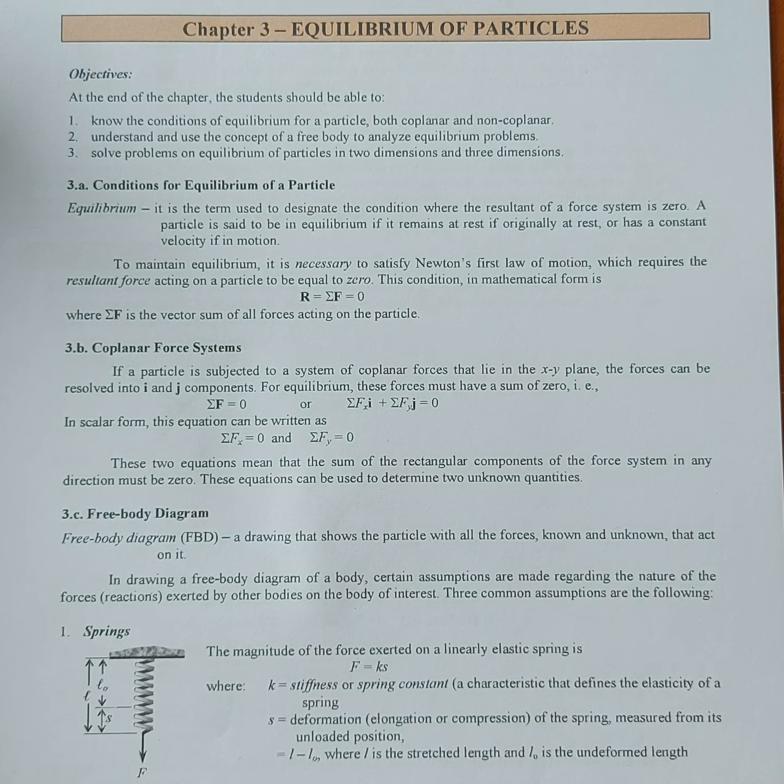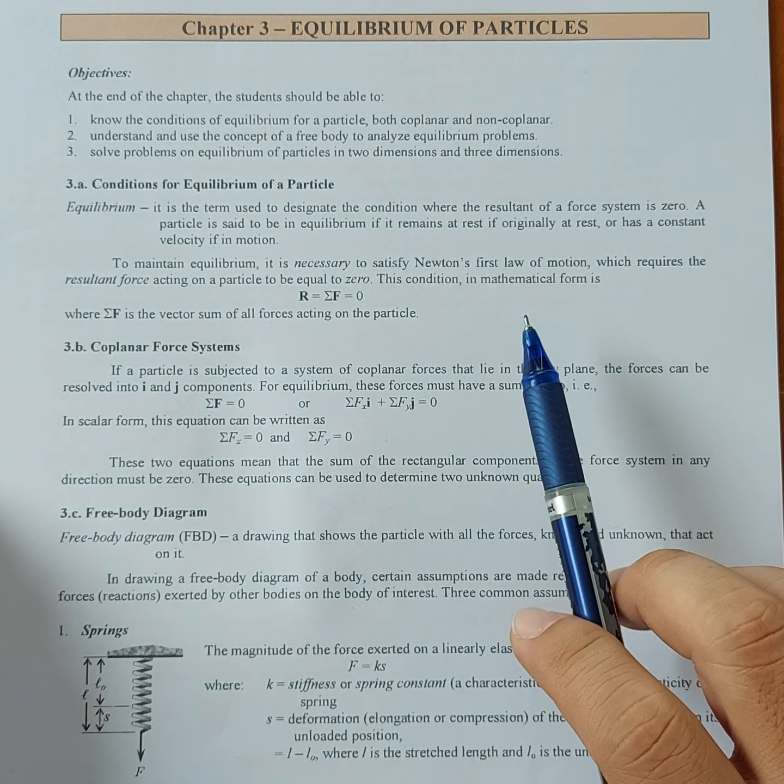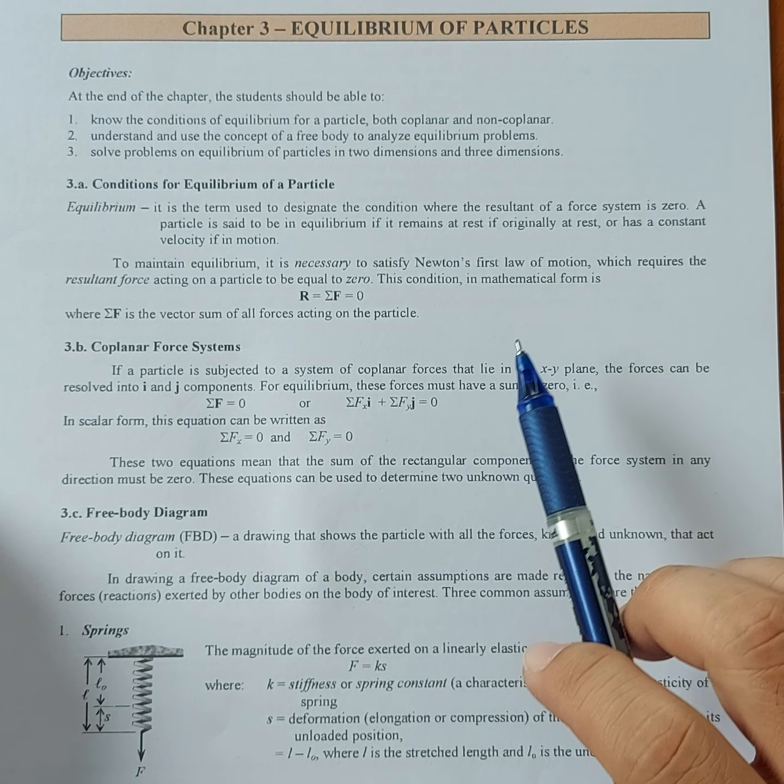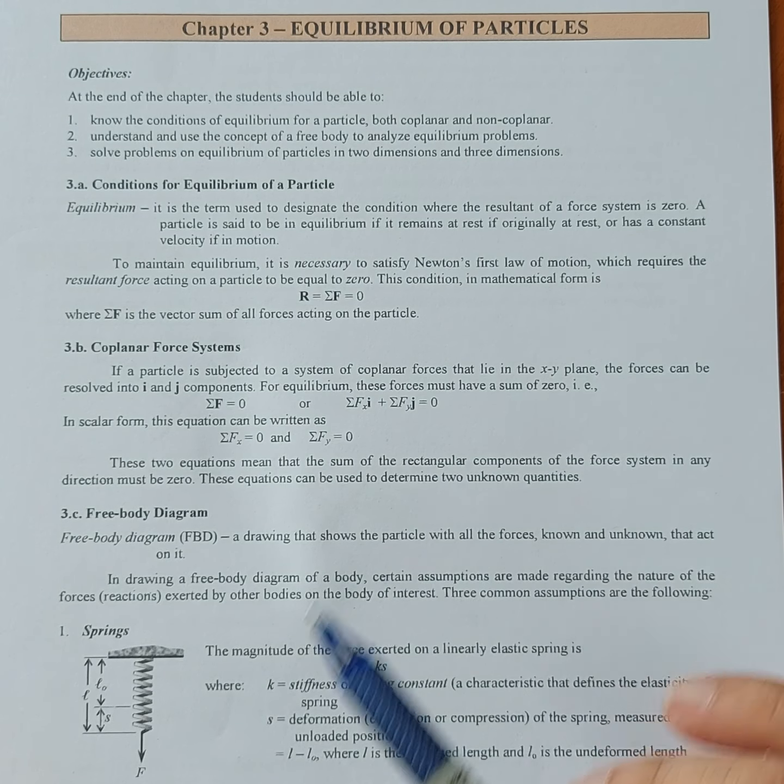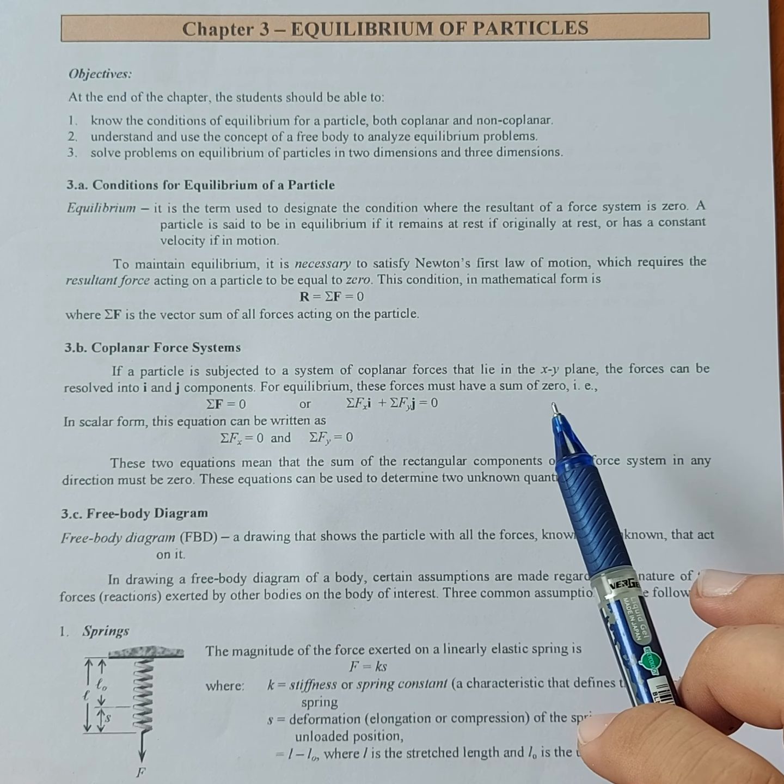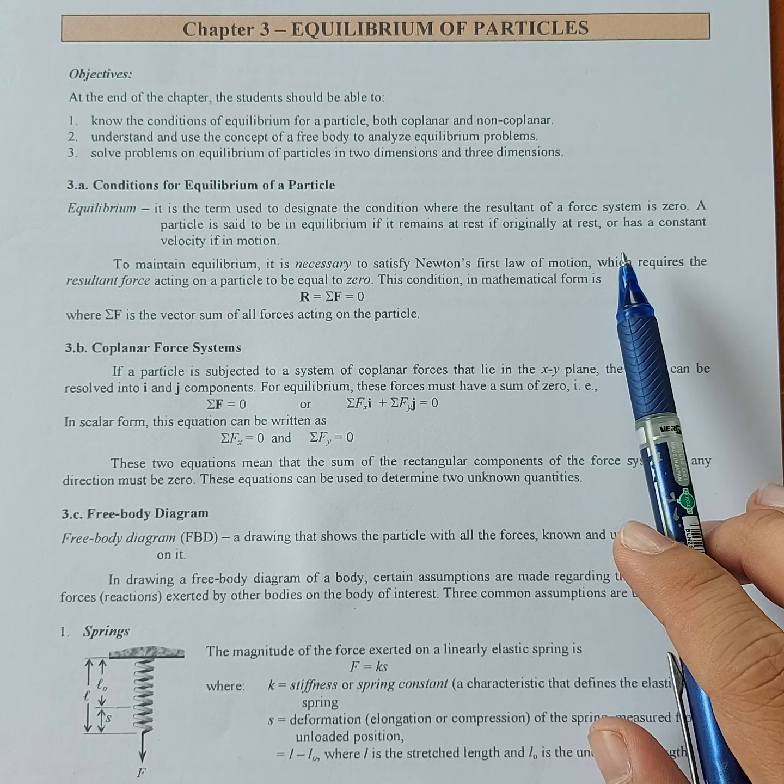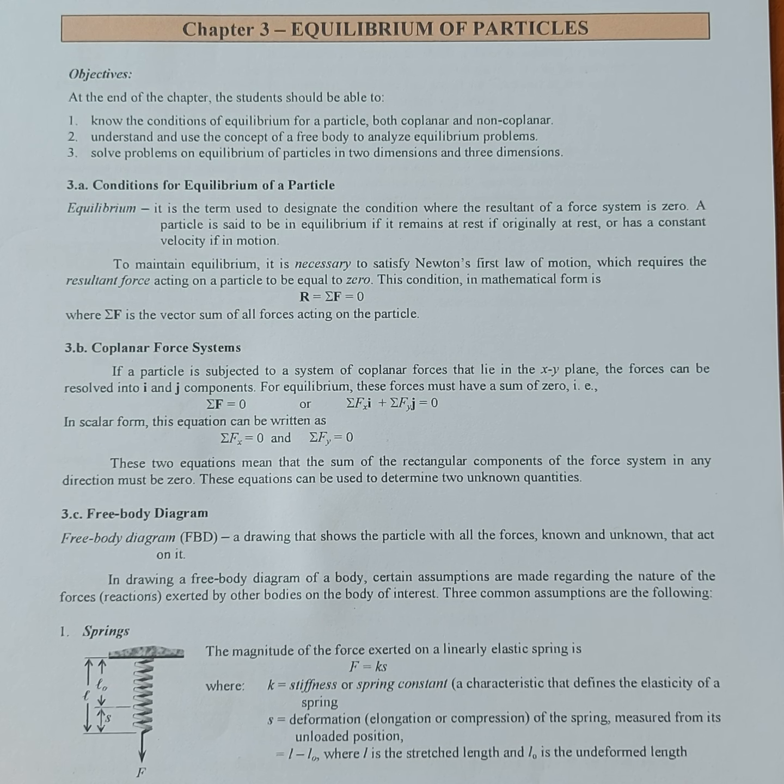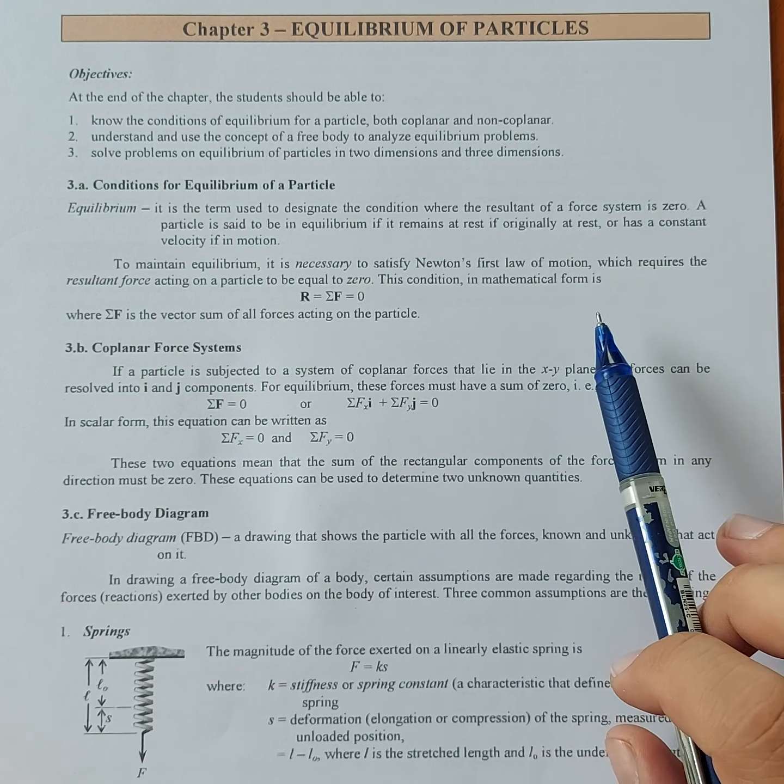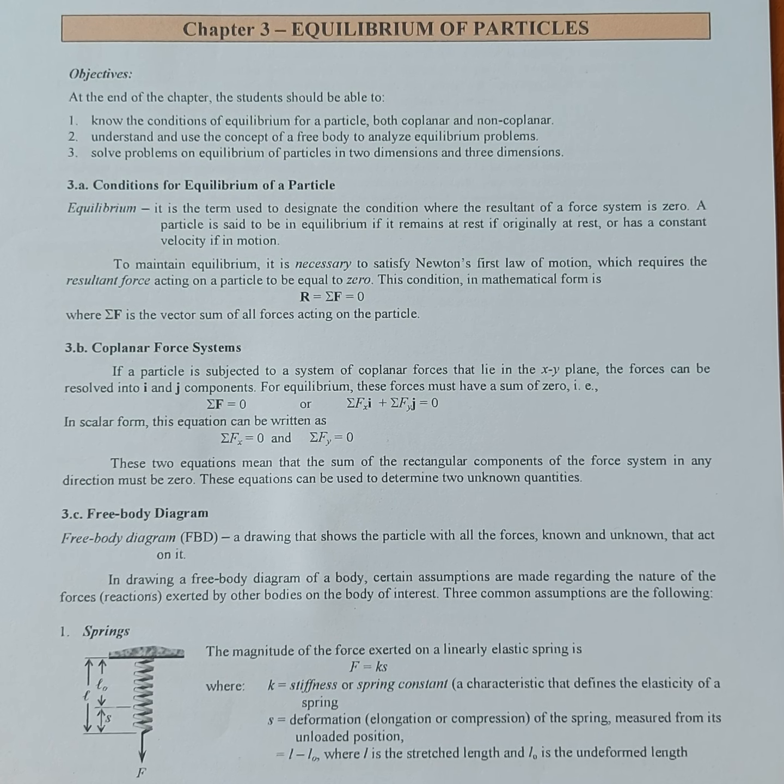A particle is said to be in equilibrium if it remains at rest, if originally at rest, or has a constant velocity if in motion. So this would be Newton's first law, law of inertia. Okay. To maintain equilibrium, it is necessary to satisfy Newton's first law of motion, which requires the resultant force acting on a particle to be equal to 0.